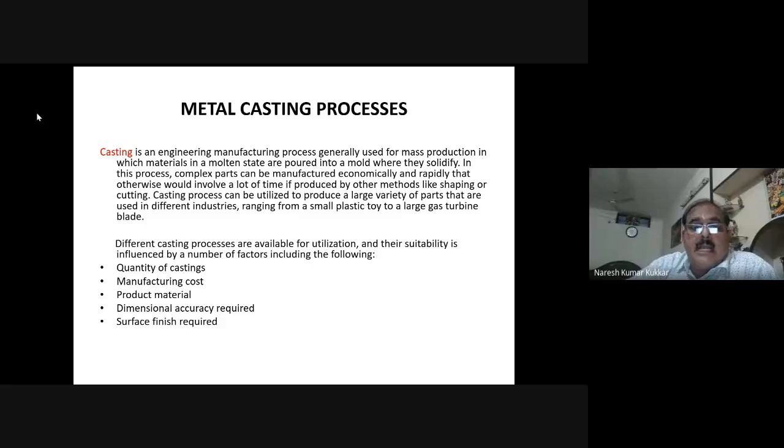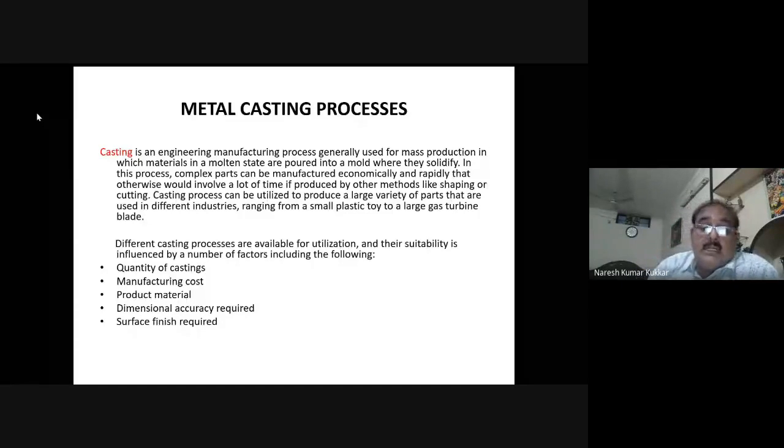Casting can be utilized to produce a large variety of parts used in different industries, ranging from small plastic parts to large gas turbine blades. Different casting processes are available, and their suitability is influenced by what type of casting is required, how much manufacturing cost you have, which product material is used, dimensional accuracy required, and surface finish required. So according to these points, we will choose the casting method.